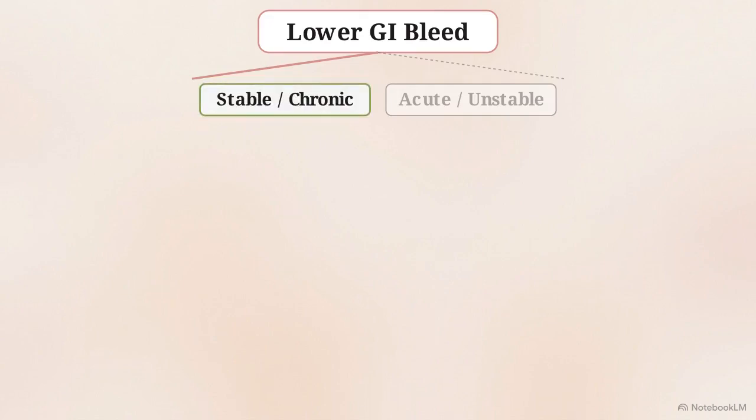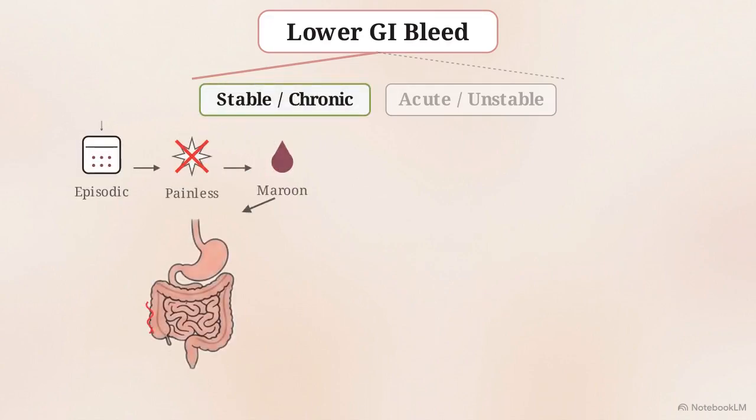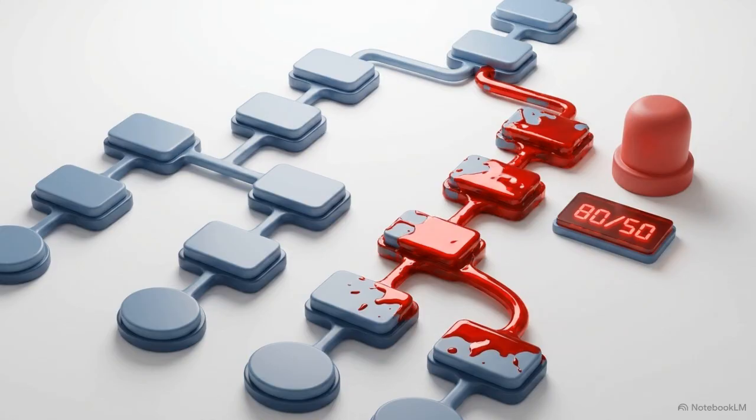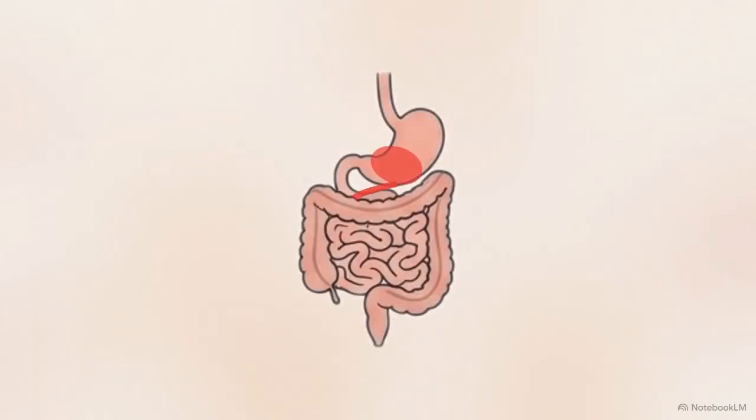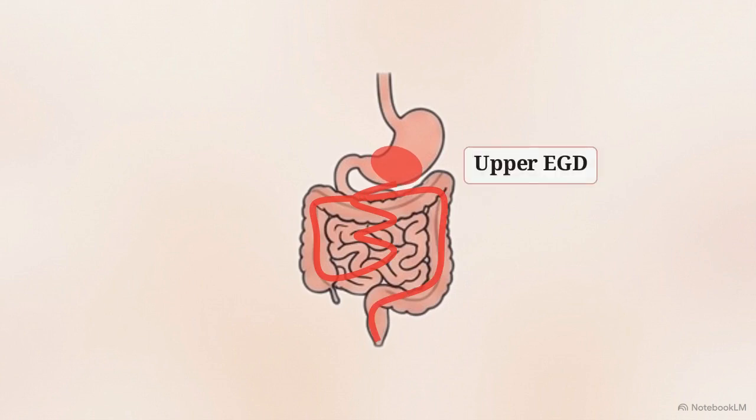Lower GI bleeds demand different branching logic. Episodic, painless, dark maroon stool in an adult points to right-sided angiodysplasia. But if the patient is passing massive amounts of bright red blood and becomes hemodynamically unstable, you suspect a severe upper GI bleed transiting rapidly through the gut and perform an upper EGD.